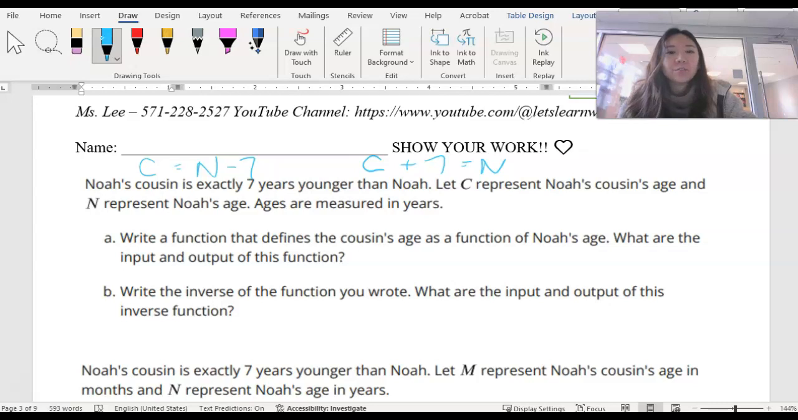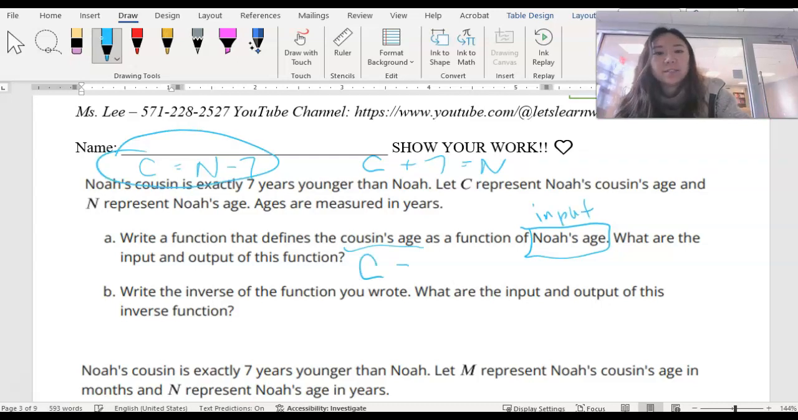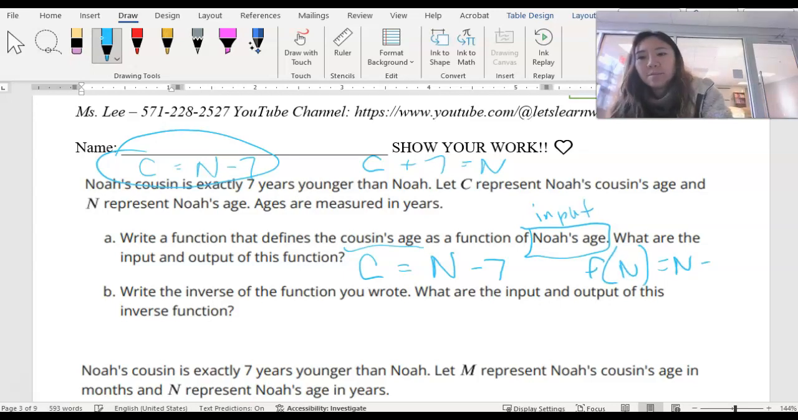So it says write a function that defines the cousin's age as a function of Noah's age. Function of means that here Noah's age is the input. So I'm looking at this equation: the cousin's age equals Noah's age minus 7. You could also write this as f of n equals n minus 7. Remember, we talked about this function output representing the cousin's age, or if you wanted, c of n or something.